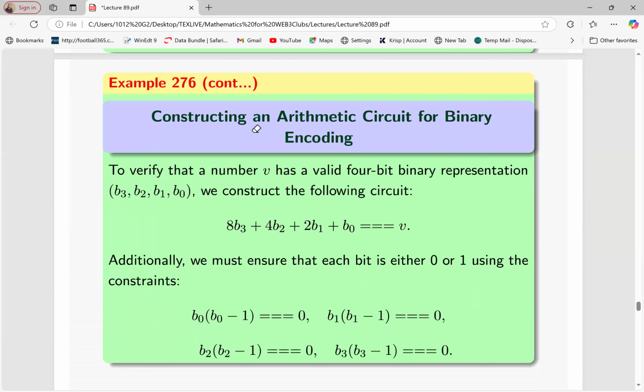Then when we meet again, we'll be looking at how to construct arithmetic circuits for binary encoding. Once we know how to come up with an arithmetic circuit for binary encoding, it becomes easier for us going forward.